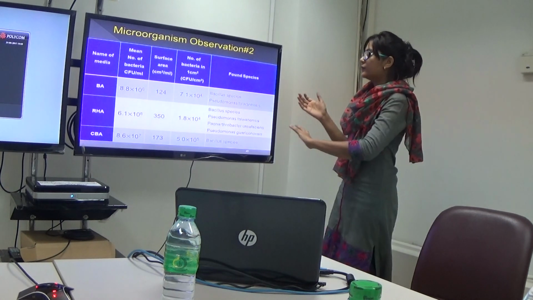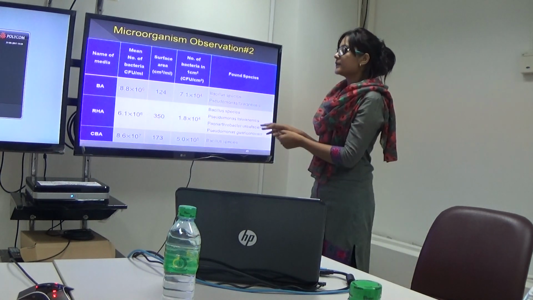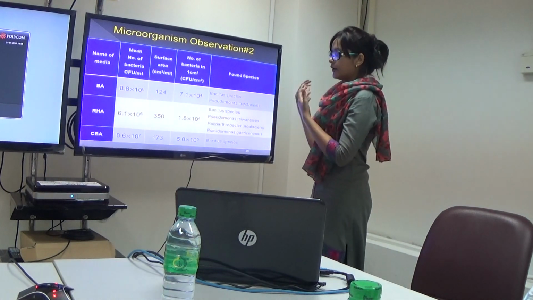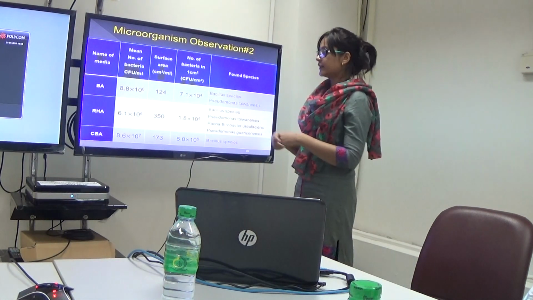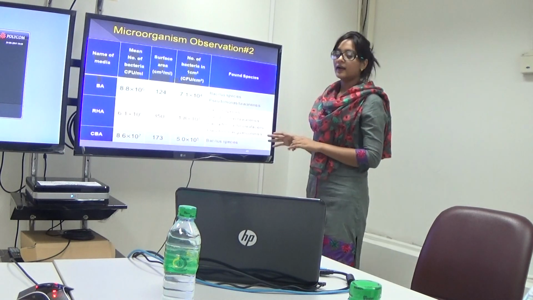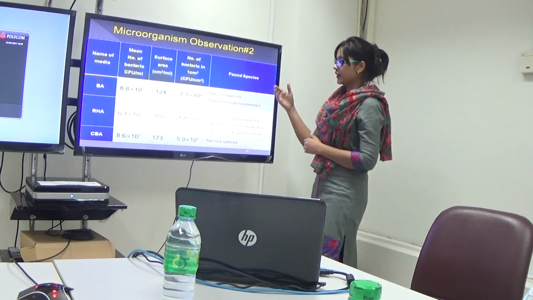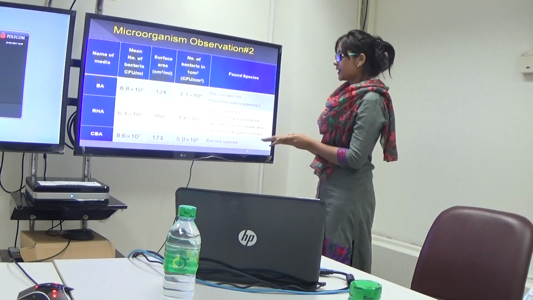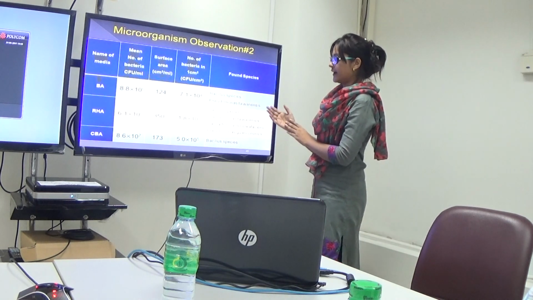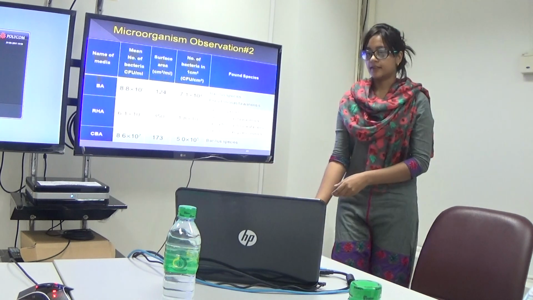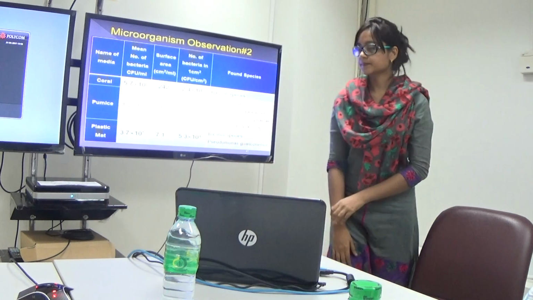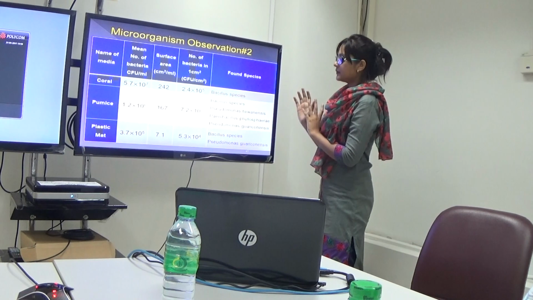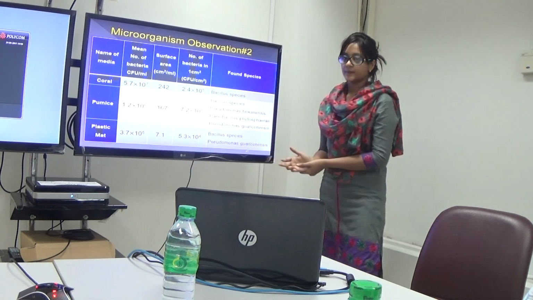After that we observed the microorganisms by plate count method. This process is done by the biotech department, but I got the result of what type of species are in our media. In bagasse we found Bacillus and Pseudomonas. Rice husk also has some Bacillus species and others. Colbotum ash also has Bacillus species. This is coral, pumice and plastic mat. Also we found Bacillus and other species.